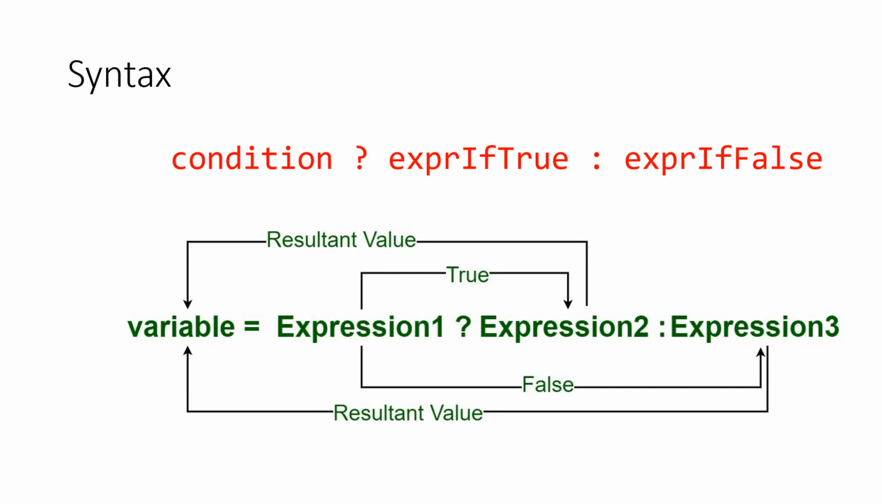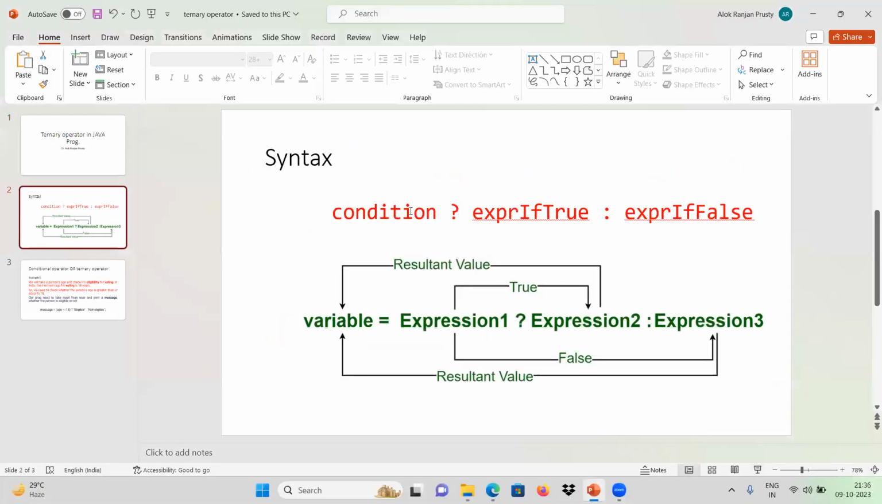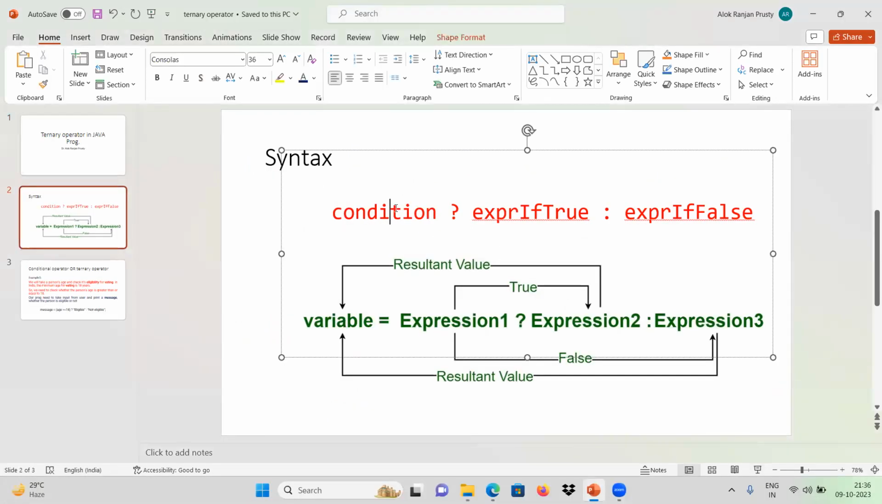a condition. Okay, then there is a question mark. Then we have an expression, that is expression if true. That means if this condition is true, then this particular part will get executed. Then there is a colon, and after that there is another expression, and this expression will get executed if this condition is false.